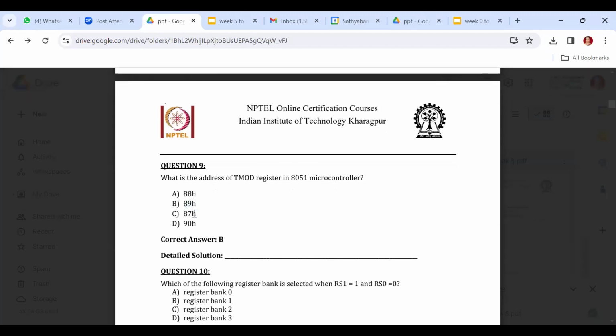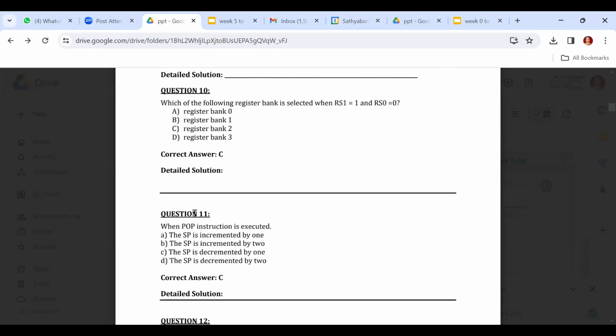Can anyone tell me the answer? Which of the following register banks is selected? RS1 equal to 1, RS0 equal to 0. 0,0 is bank 0. 0,1 is bank 1. 1,0 is bank 2. Very good. Bank 2.